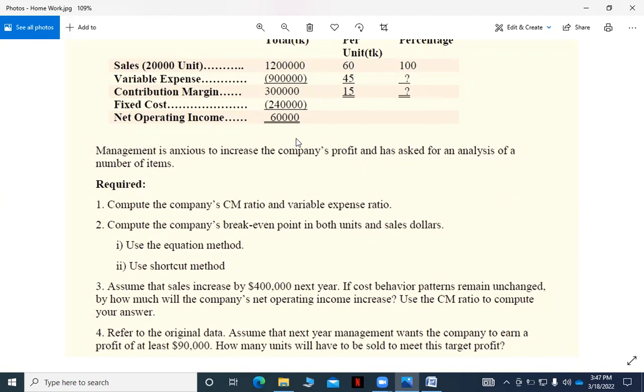Like for example, 2,40,000 is our factory rent. So whatever unit we produced or whatever unit we sold, still we need to pay the 2,40,000. Is it clear?